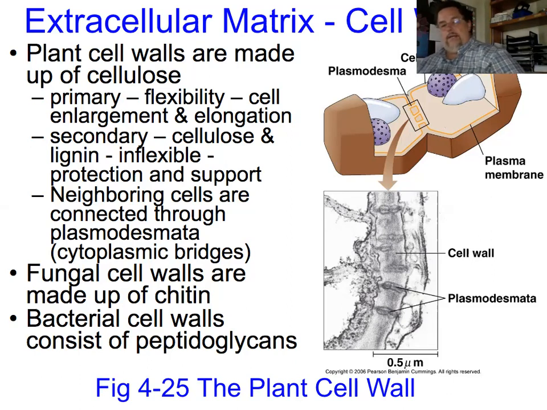Now, there are other types of cells like fungus. They will have cell walls, but they'll be made up of chitin. Bacteria will also have cell walls, but they're made up of peptidoglycans.